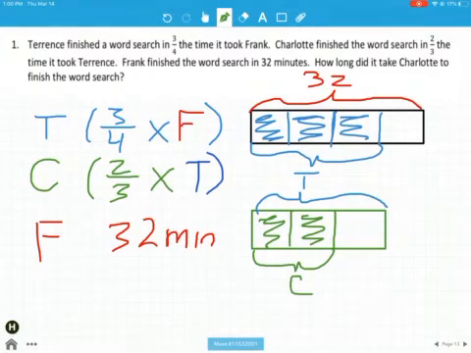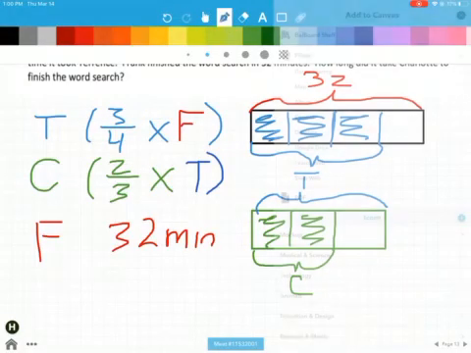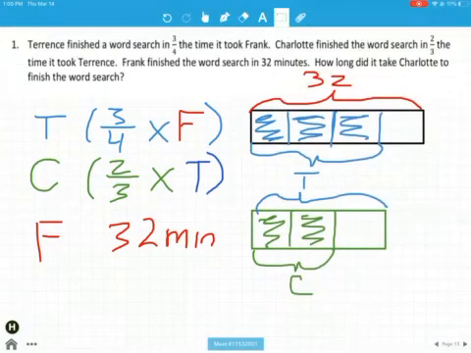Okay? So we know there's multiplication because even in our expression here, we have an expression right here. Oops, sorry about that. Here's our expression. We just have to find out what Frank is, and that's right there. And then we have another expression already, but we have to find out what Terrence is. After we find this out, we can use that number for Terrence. So then we can figure out how long it took Charlotte to complete the word search.